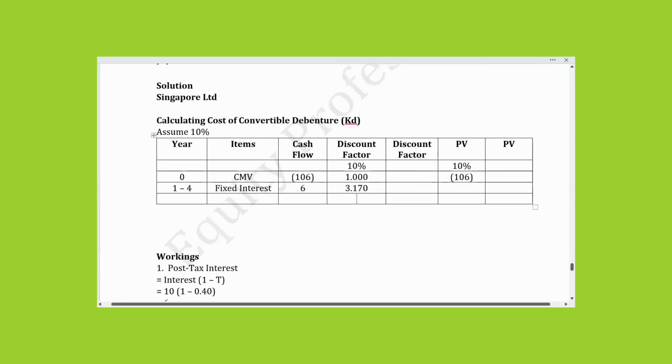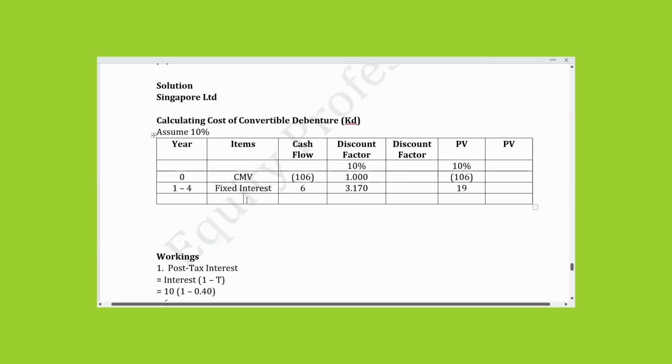Therefore, bring out your calculator. 6 multiplied by 3.17. So this will give us approximately 19 naira. So the present value of fixed interest is 19 naira. Pay attention to this. You can see your cash flows are in two folds. The first one is the fixed interest. The second cash flow is either redemption value or conversion value.